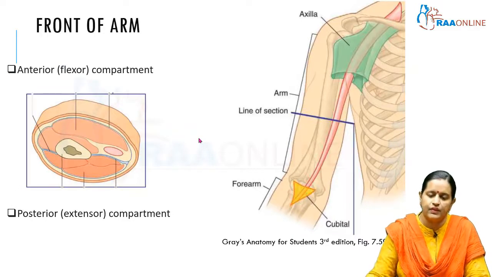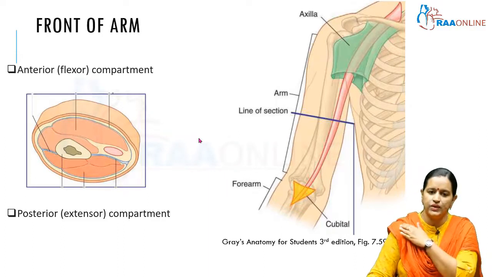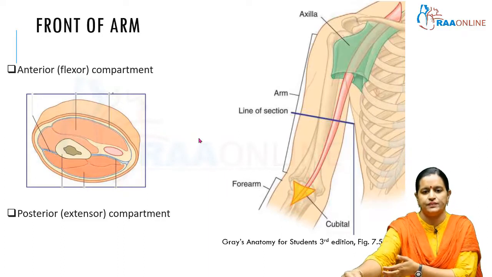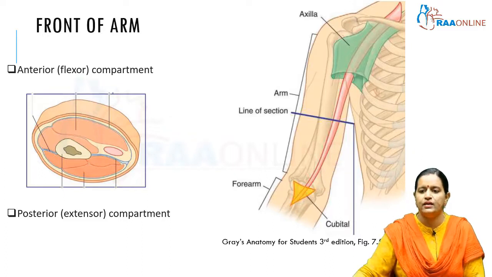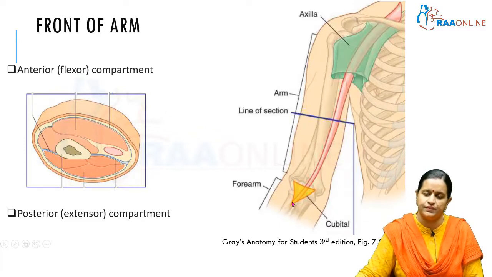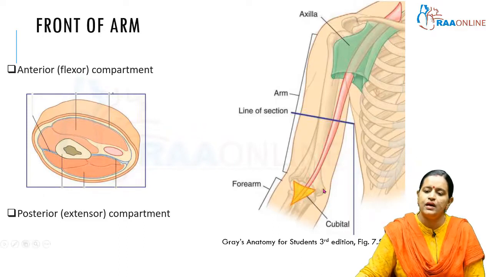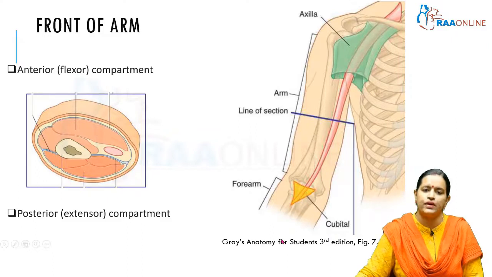Front of arm. Arm is the region of the upper limb between the shoulder joint and the elbow joint. Structures in the axilla, which is shown in green color here, continue down into the arm. And most structures in the arm leave the arm and enter into the forearm through this yellow colored region here, which is called the cubital fossa. So, in other words, the arm communicates above with the axilla and below with the forearm.